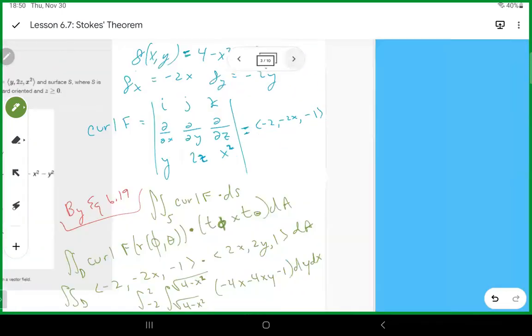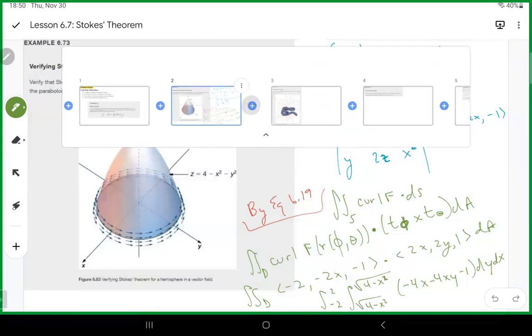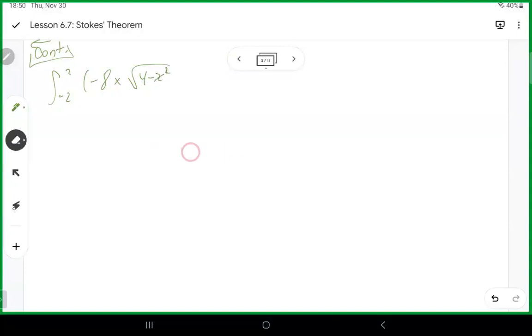We need more room. There we go. Continued. So from -2 to 2, -8x, or 4 minus x squared, minus 2 square root of 4 minus x squared dx equals -4 pi.